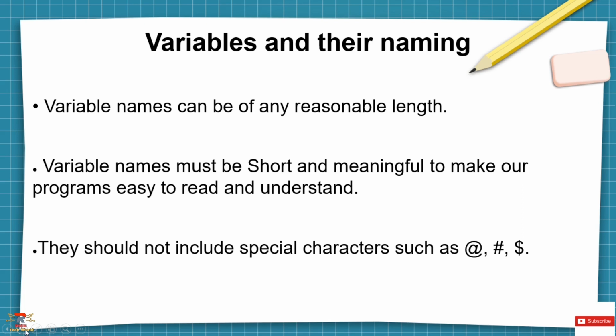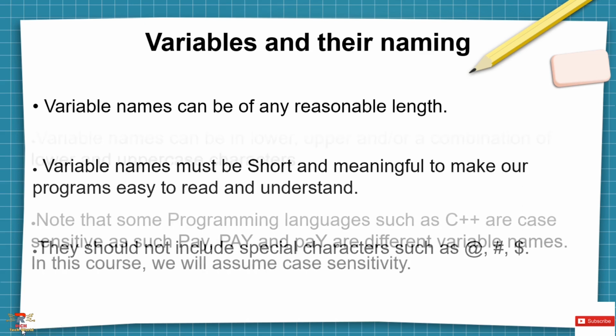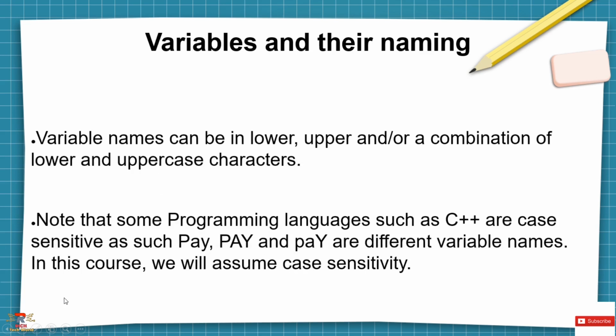The next thing is that they should not include special characters such as the at sign, the hashtag, and the dollar symbol. These are things you should not include in your variable naming. Going on, there are so many points here you need to follow when naming your variables. Variables can be in lowercase or uppercase, or a combination of both.